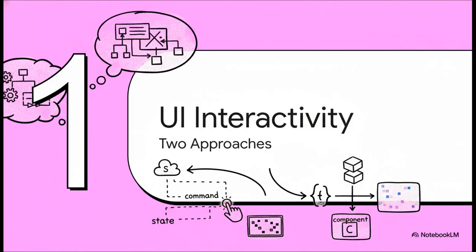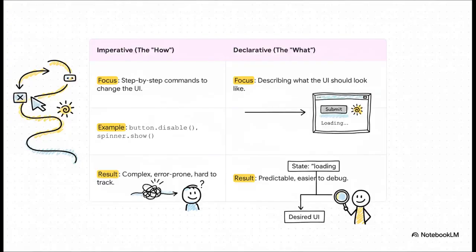Okay, so what's at the heart of this whole problem? It really boils down to two totally different ways of thinking about building UIs. There's the imperative way, telling the computer how to do something, and then there's the declarative way, telling it what you want. Honestly, understanding this one distinction is the key to unlocking way cleaner and much more robust React components. All right, let's really dive into this because it's super important.